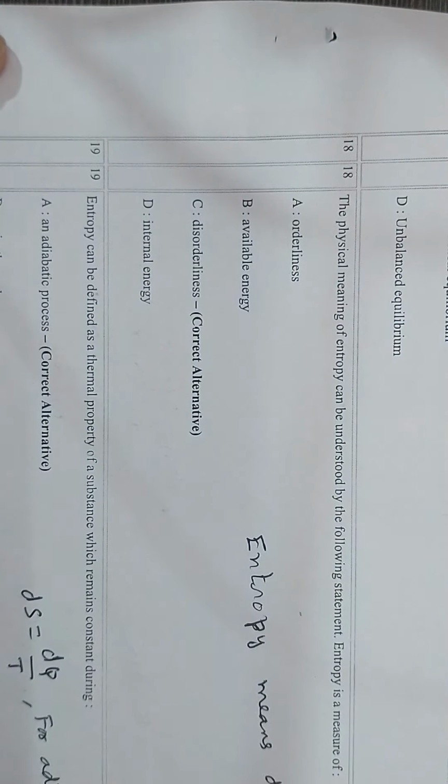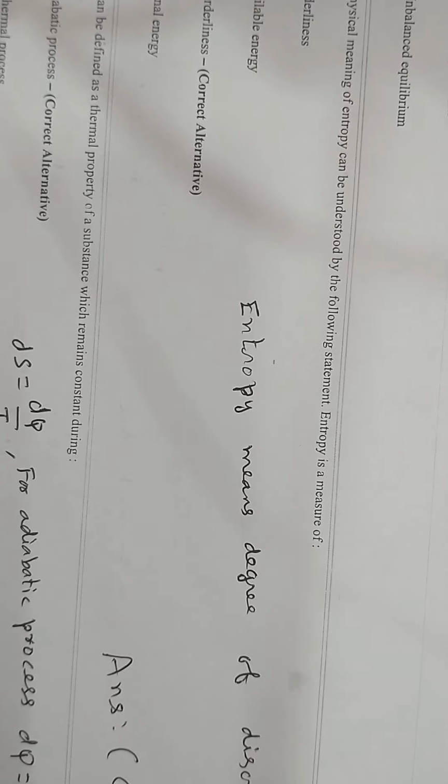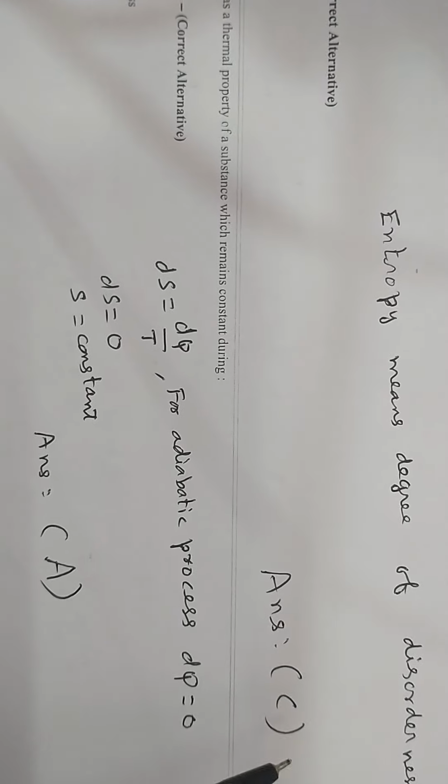The next question. The physical meaning of entropy can be understood by the following statement. Entropy is a measure of the degree of disorderliness. So option C is the correct one.